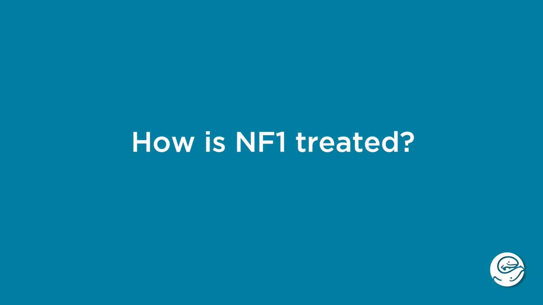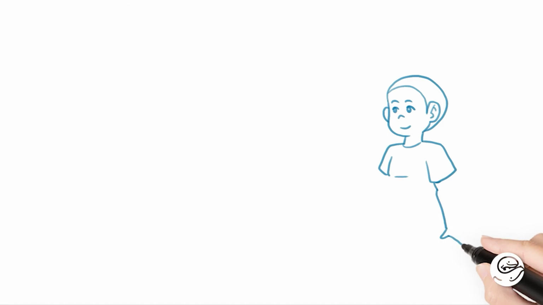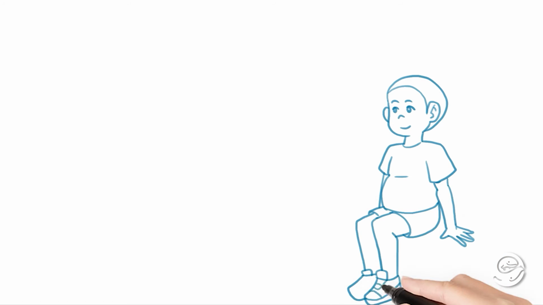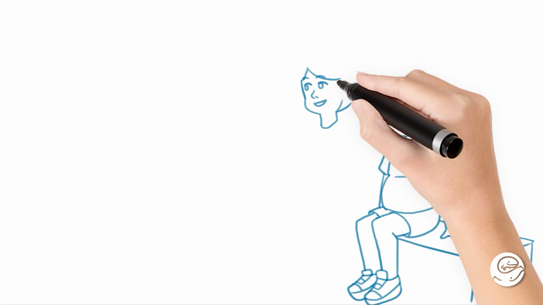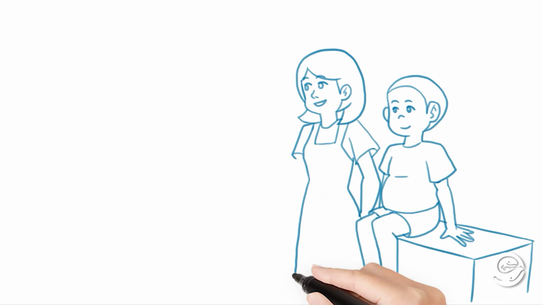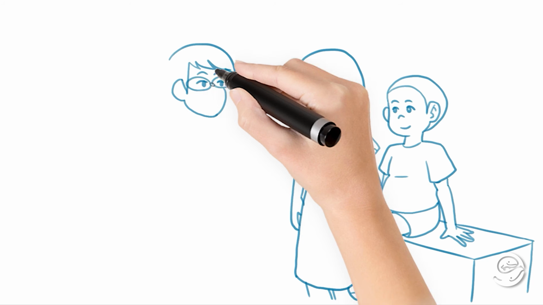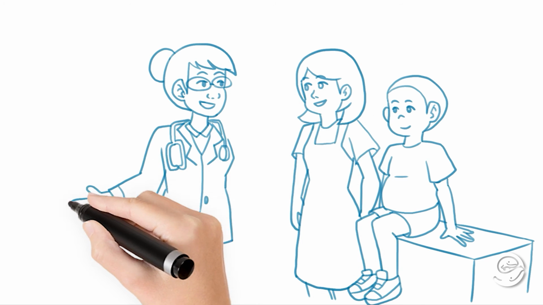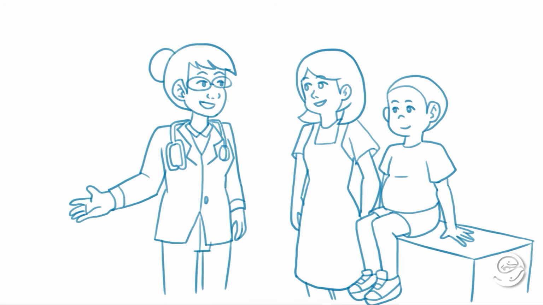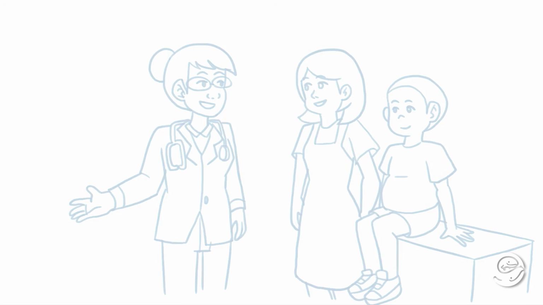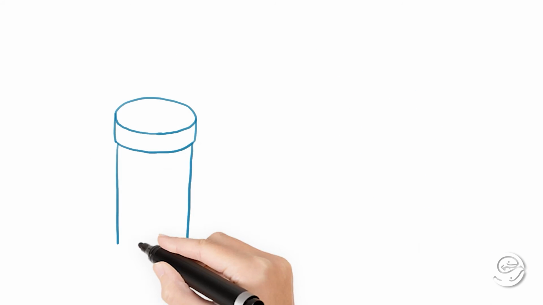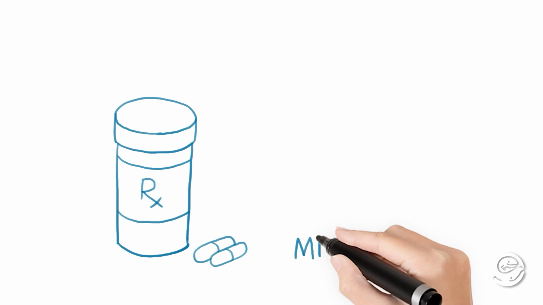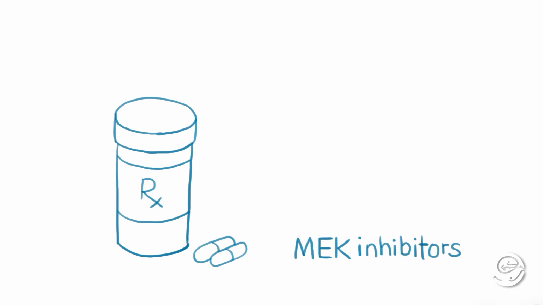How is NF1 treated? We can't yet fix the gene that gave you NF1, but we can help you with the problems that we talked about. It can be hard for you and your family to think about this. Your NF team is here to help. We will look for early signs of problems and will help you by giving you support, therapies, medicine, surgery, or other treatments if necessary. We even have medicines that can help shrink tumors in people with NF1 called MEK inhibitors.